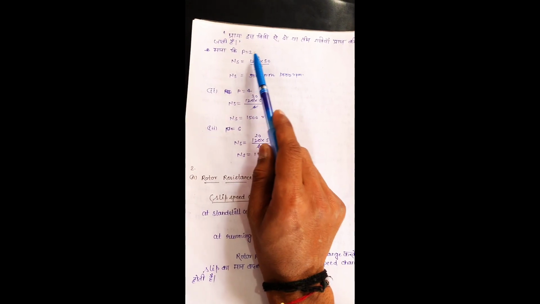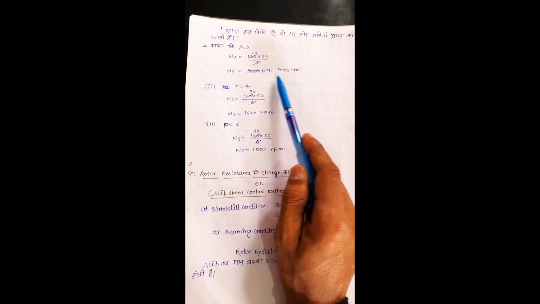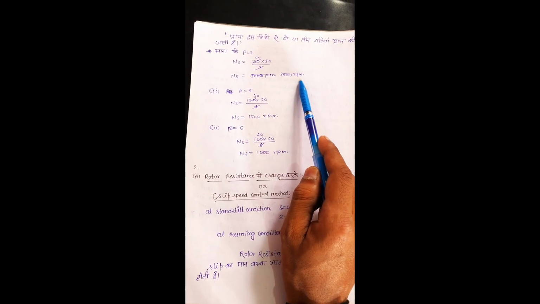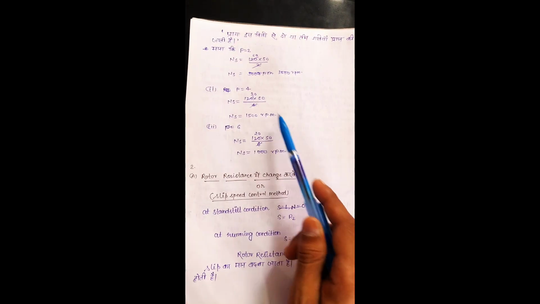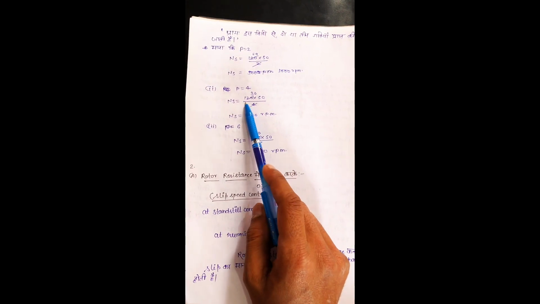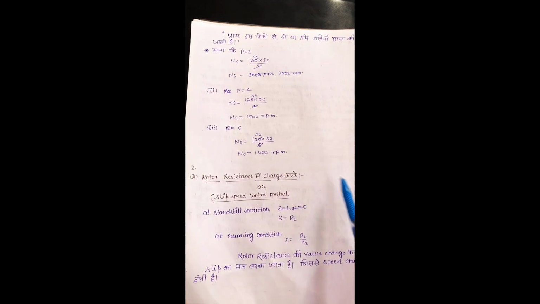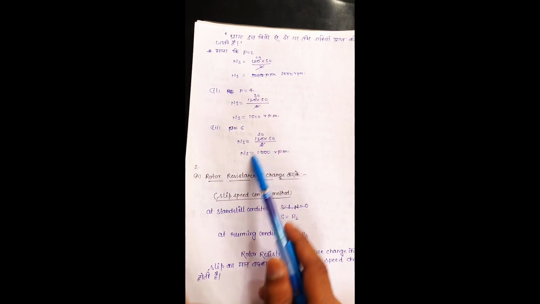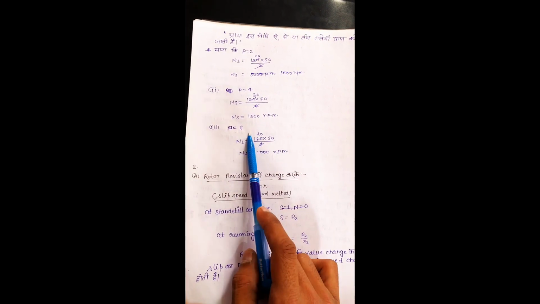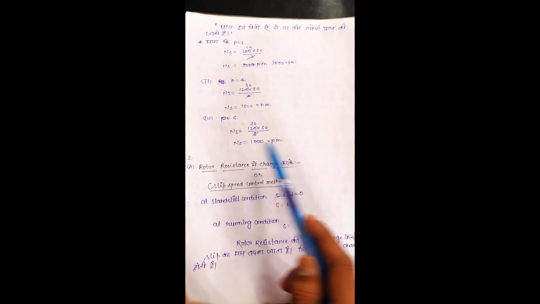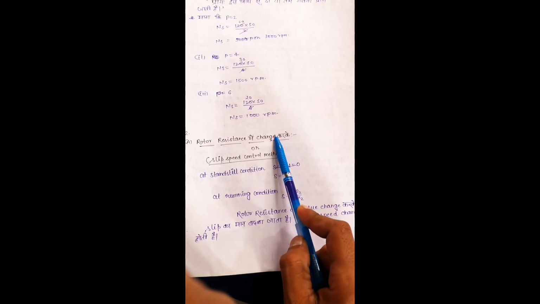Suppose that P is equal to 2, then the speed of the three-phase induction motor will be 3000 RPM. If P is equal to 4, then the speed of the motor will be 1500 RPM. If P is equal to 6, then the speed of the three-phase induction motor will be 1000 RPM.